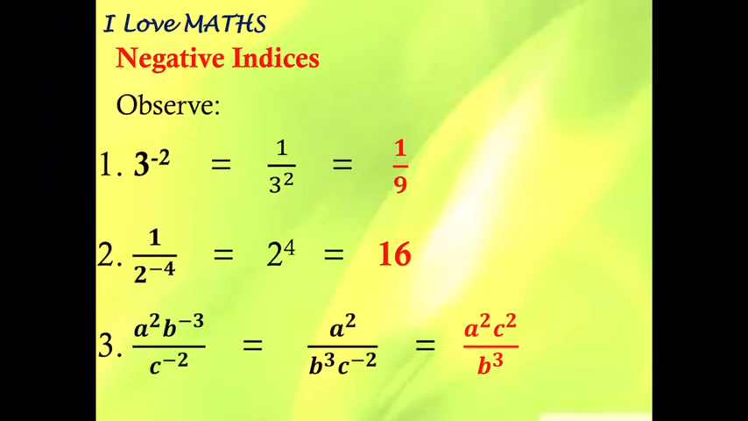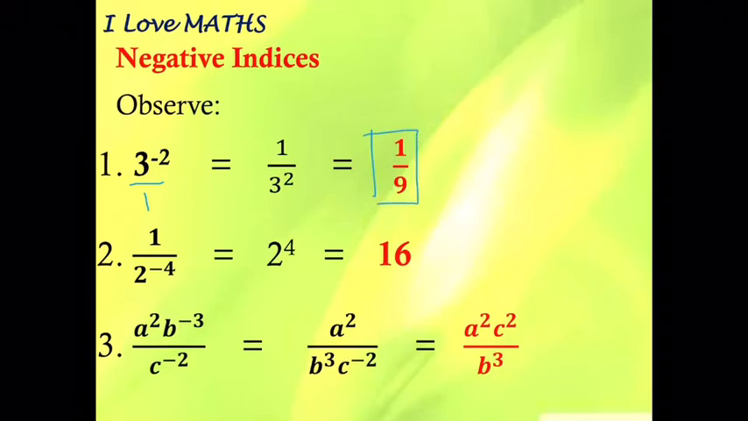Let's observe this one. For number 1, 3 raised to negative 2. 3 raised to negative 2 is actually a numerator because this is over 1. What you need to do is to reciprocate this one, so it will become 1 over 3, but make the index positive. So 3 raised to the power of 2. And to simplify it, it is 1 over 9.